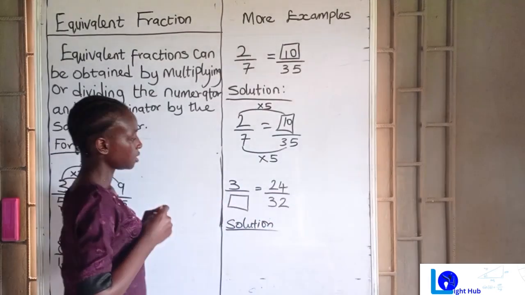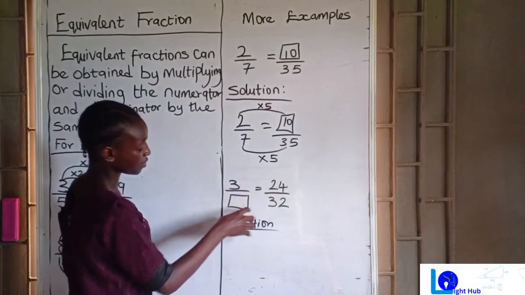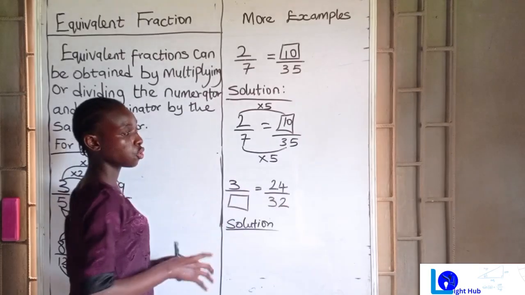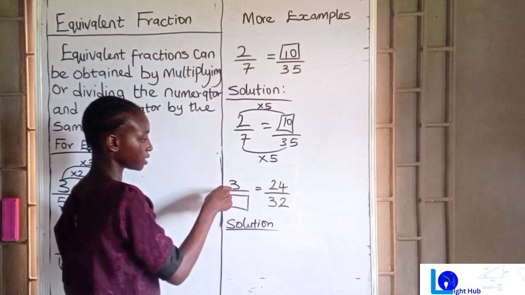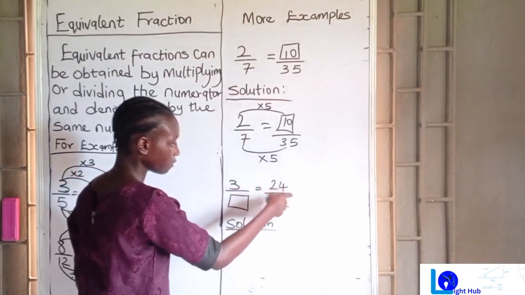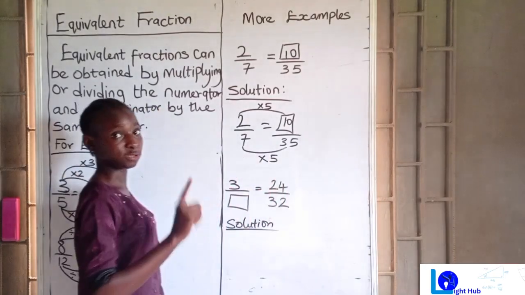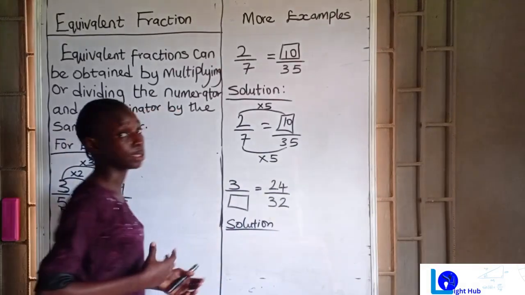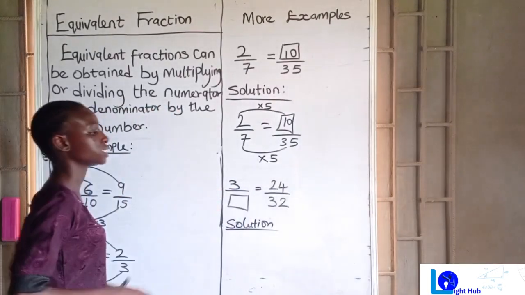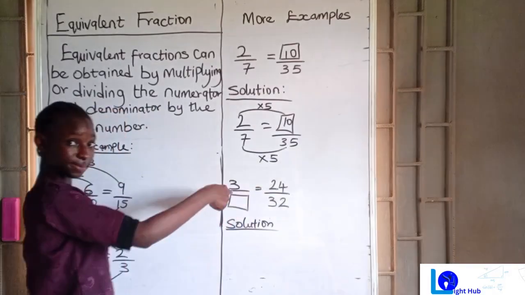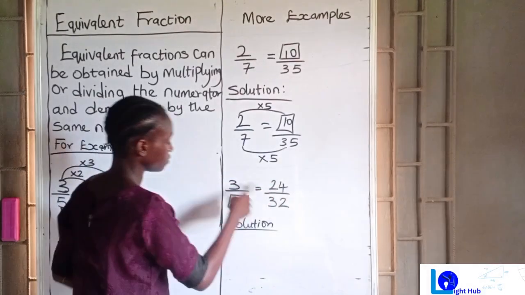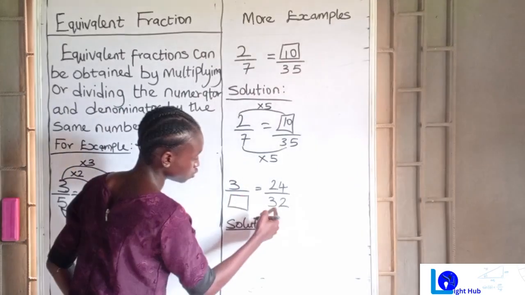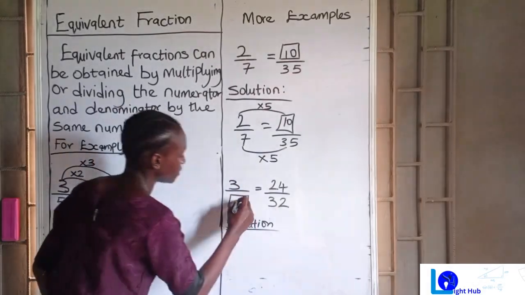This is not complete. The smaller part is not complete, but the bigger part is complete. So what am I going to divide 24 by to give me 3? 8 will divide 24. If you check your multiplication table, 8 times 3 will give me 24. So 24 divided by 8 will give me 3. So 32 divided by 8 will also give me 4.